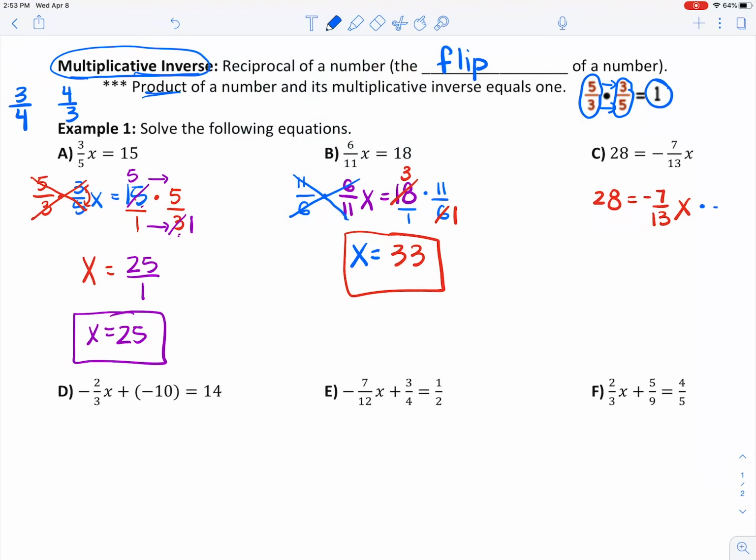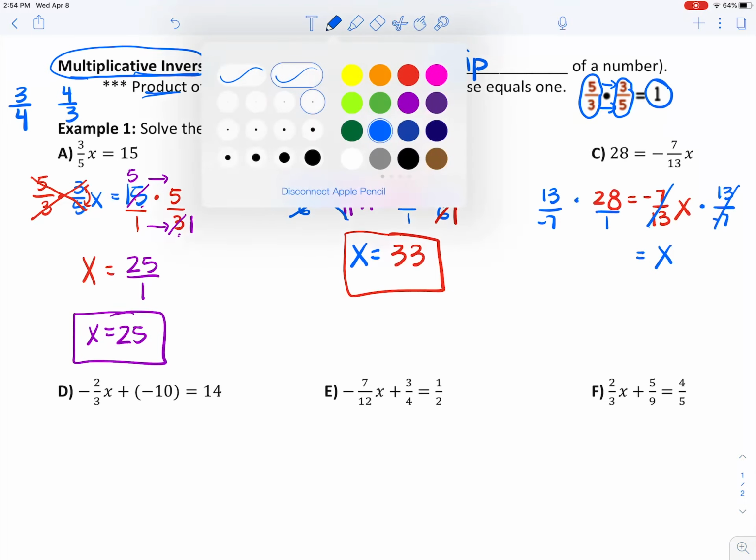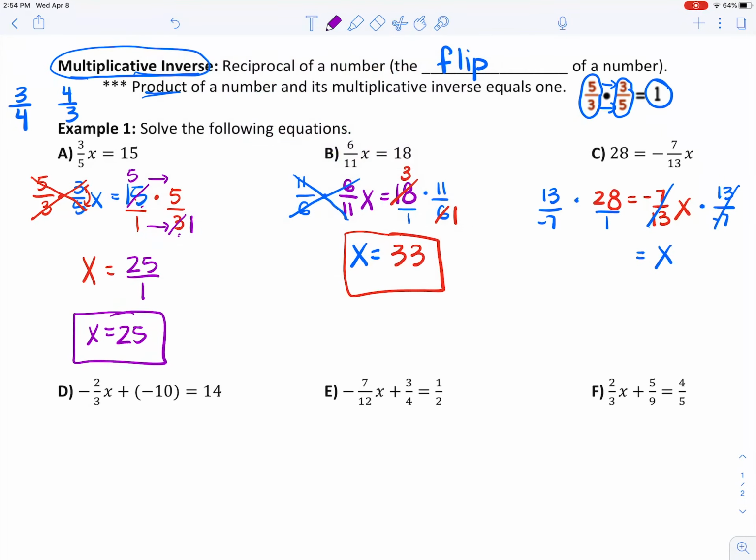I'm going to multiply by the reciprocal on both sides. So I'm multiplying by the reciprocal of negative 7 over 13, which is 13 over negative 7. Those two fractions cancel. So on the right side we have x, and on the left side we can simplify just like we have been.